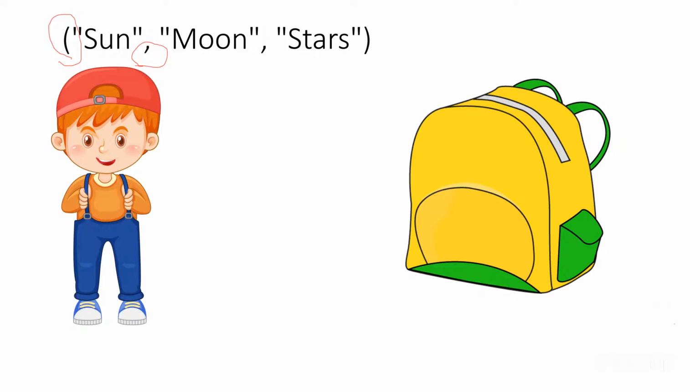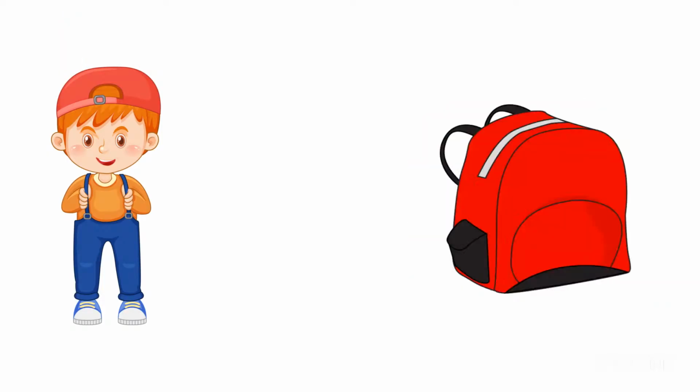And he has a couple more bags with him. And he has a red bag now. And this red bag is unique and unordered. Till now we saw list and tuple, which are ordered. Whichever way we store, it will be stored in that order. Whereas this bag is unique and unordered.